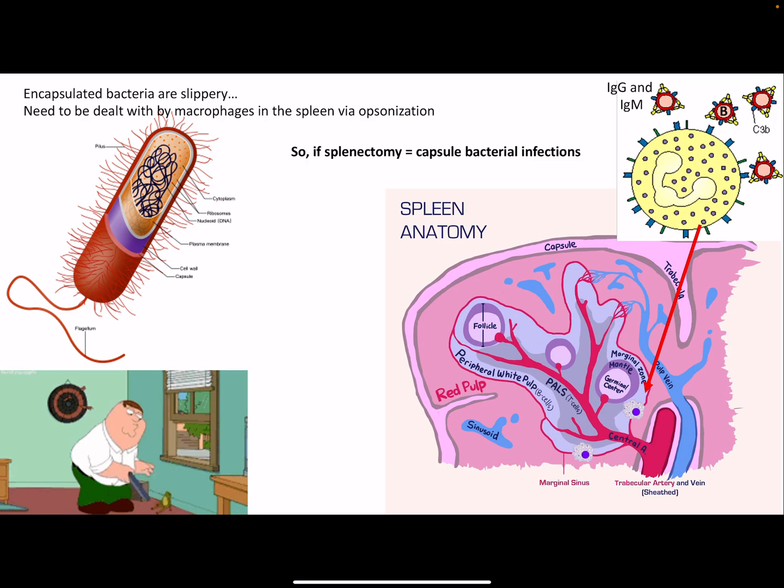All right, again, encapsulated bacteria are slippery. They need to be dealt with by macrophages in the spleen via opsonization with C3b. And we see that here. Here's my C3b. Here's B for bacteria. Notice there are antibodies, there are complement proteins, and here's, I guess technically this would be a neutrophil, but imagine that this is like a macrophage, which would make more sense for the spleen. It's going to be in the marginal zone, and as the blood flows through here, these are going to be flowing through the blood, and they get captured and destroyed by the spleen. So if you have a splenectomy, you're going to have a lot of capsular bacterial infections.